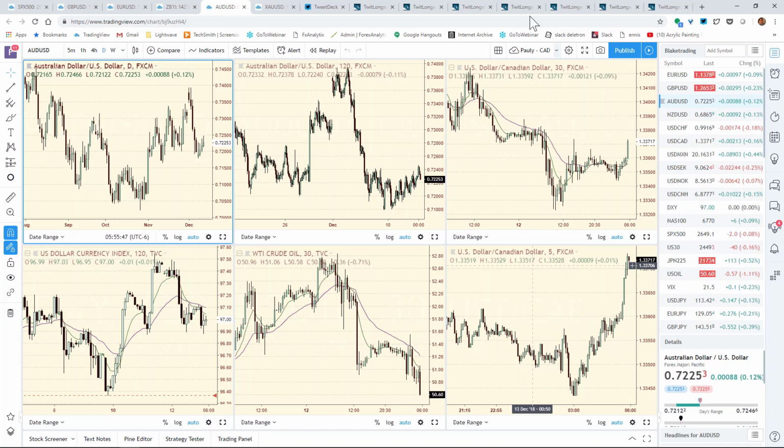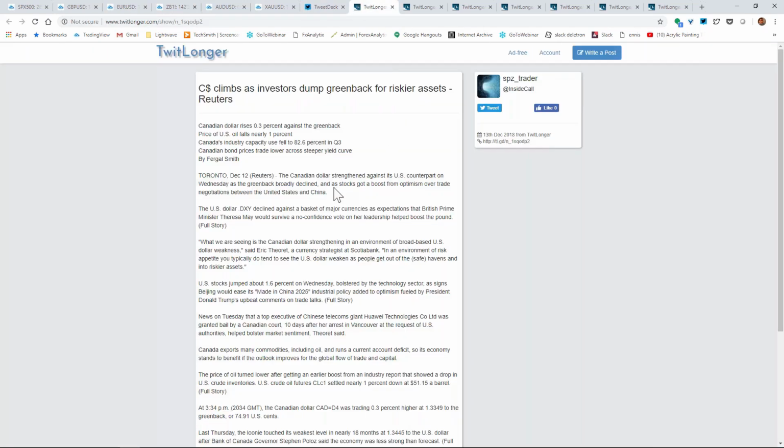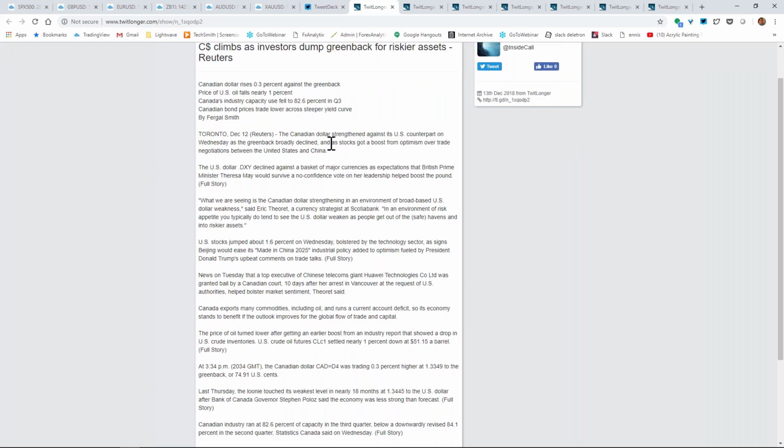So let's go on and get back here to the euro, and we'll go on and cover the news for right now. Obviously, it's happy ECB day. Canadian dollar climbs as investors dump the greenback for riskier assets. The Canadian dollar strengthened against its US counterpart on Wednesday as the greenback broadly declined, and the stocks got a boost from optimism over trade negotiations between the US and China.